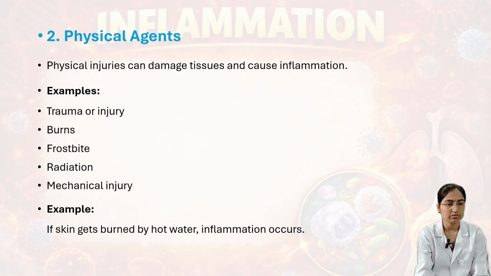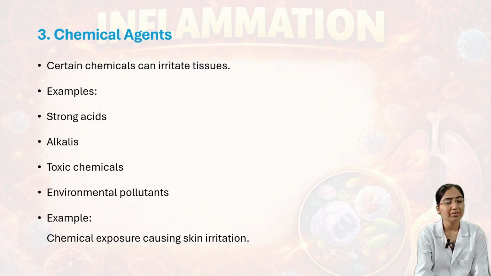Next we'll see chemical agents. Certain chemicals can irritate tissues. Examples are strong acids and alkalis, toxic chemicals, and also environmental pollutants. Example: chemical exposure causing skin irritation.